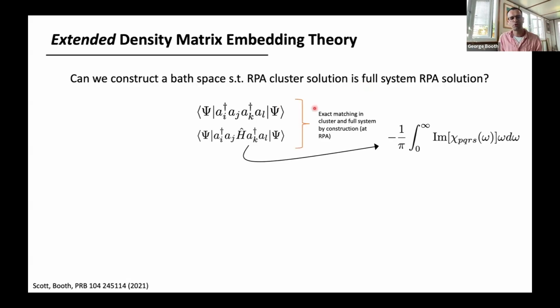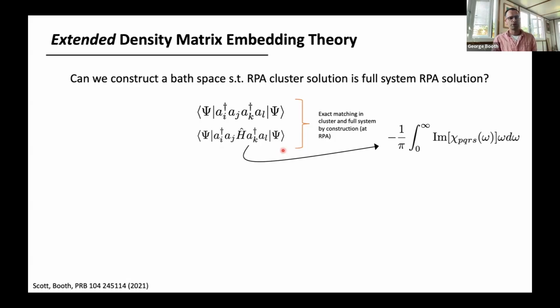So these observables that we want to conserve in our cluster model are the two-body correlation functions corresponding to the instantaneous part of the density response function, the dynamical density response function at the level of RPA. We can conserve actually not just the fully instantaneous part, but also the first moment of the reducible density response function at the RPA level as well.